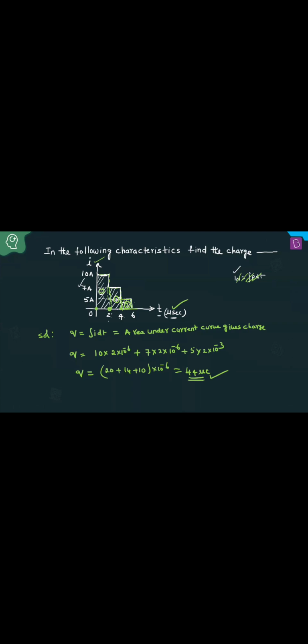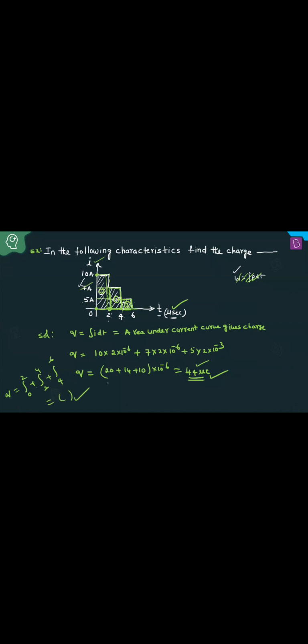In the following characteristics, find the charge. I calculated the area. Area of this one is 10 into 2, of this one is 7 into 2, of this one is 5 into 2. Then the total charge we get is 44 microcoulombs. If you feel it is difficult, you can go like this also: 0 to 2, 2 to 4, 4 to 6. You have to find this integration, and that also gives the charge. 0 to 2 is 10, 2 to 4 is 7, 4 to 6 is 5.